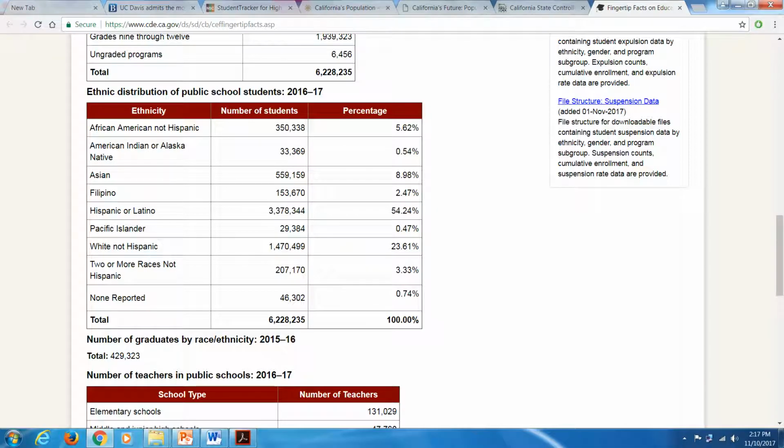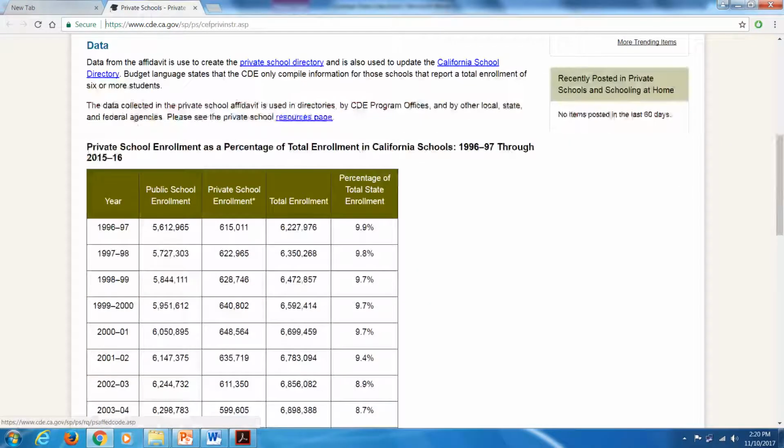This slide talks about the ethnicity of the students in public schools in 2016-17. Asians around 9%, Filipino 2.5%, Hispanics 54%, whites around 24%.